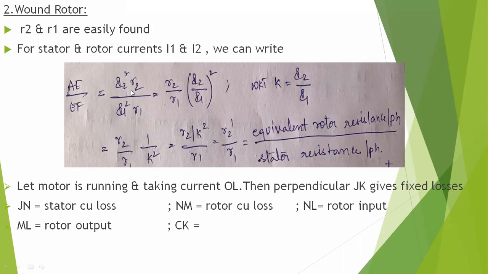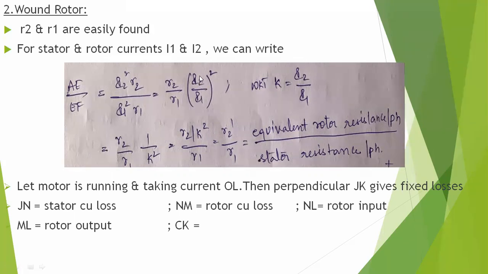So for rotor copper loss, how do we write the parameters? All the rotor parameters are taken as 2 and stator parameters are taken as 1. So rotor copper loss by stator copper loss: rotor copper loss is I2 square R2, and stator copper loss is I1 square R1. These are the copper losses. From this, if you take out common I2 by I1 whole square, and we know the transformation ratio, I2 by I1 is K. So in the place of I2 by I1, I can put K.